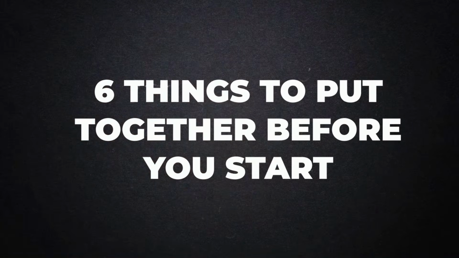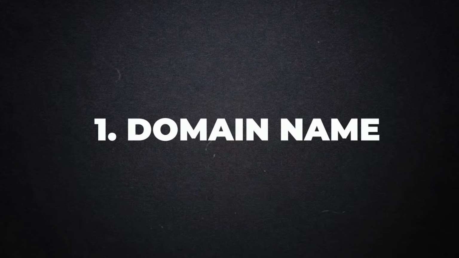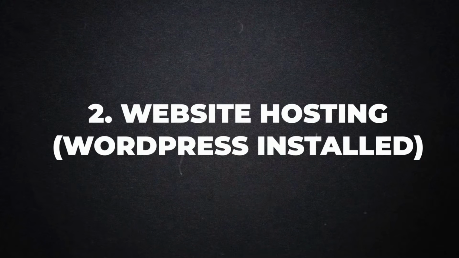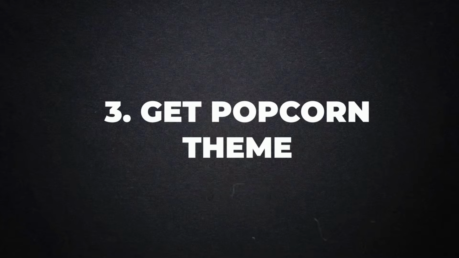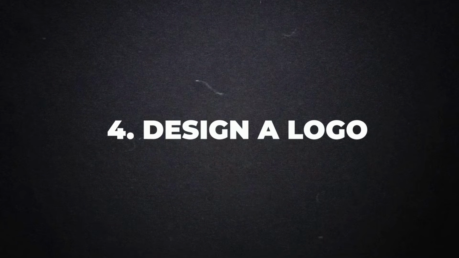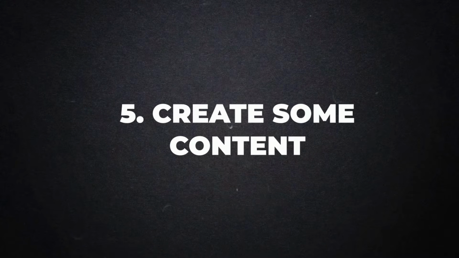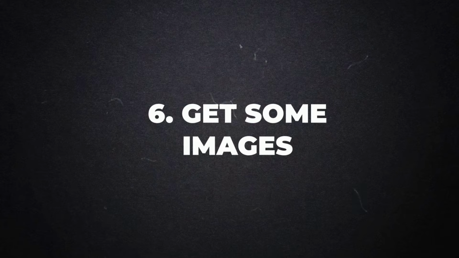The 6 things you're going to want to put together before you start are: number 1, your domain name. Number 2, your website hosting with WordPress already installed for you. Number 3, you're going to want to get yourself a copy of Popcorn Theme. Number 4, you're going to want to decide on a logo and design it over at Canva. Number 5, you're going to want to get some content together. I recommend probably around 10 bits of content, which is what I launched this site with. And finally, you're going to want to get some images for your content specifically, and most importantly, the featured images.